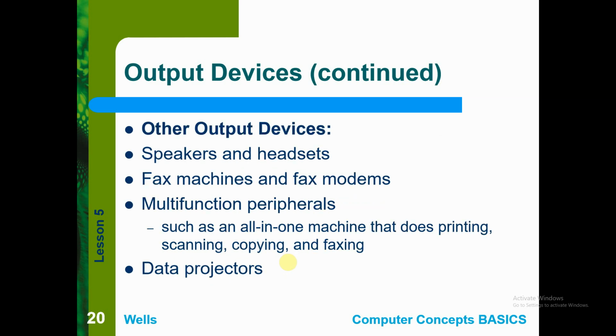So we also have other output devices, our speakers, headsets, fax machines, and modems to send out data and connect to the internet to send communication and documents using these fax machines. And we also have these multifunction peripherals. The common printers usually have this type of features, not only for printing but also for scanning. Usually the scanner is on top of the printer.